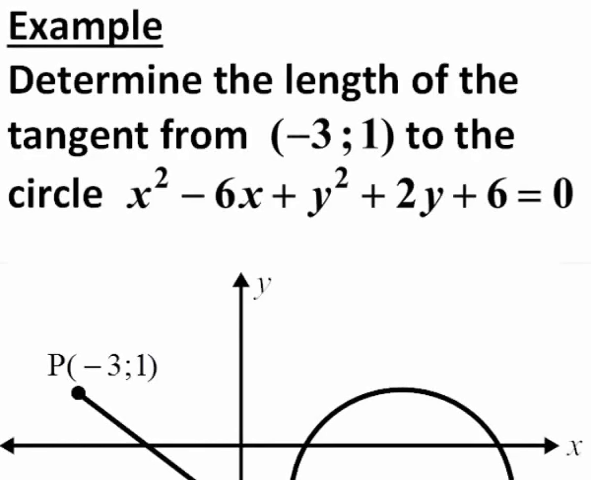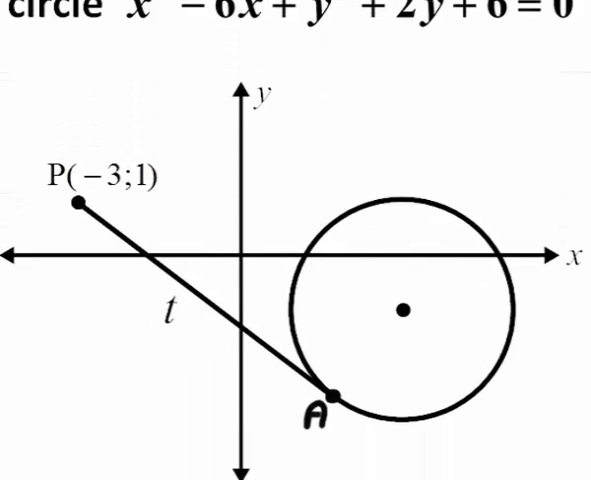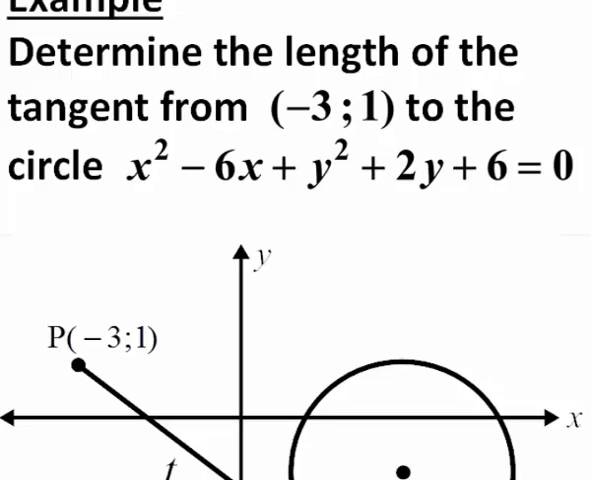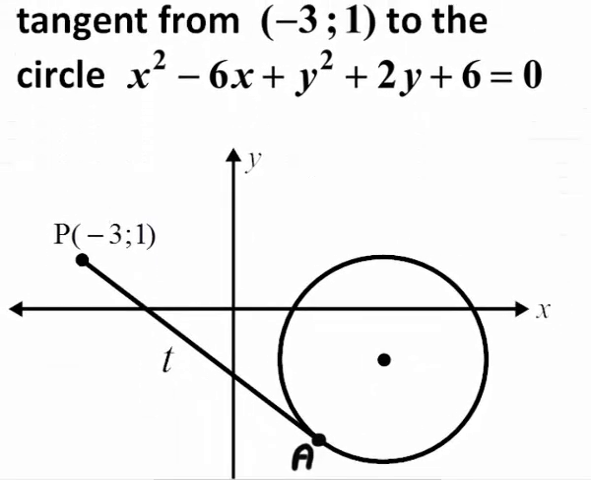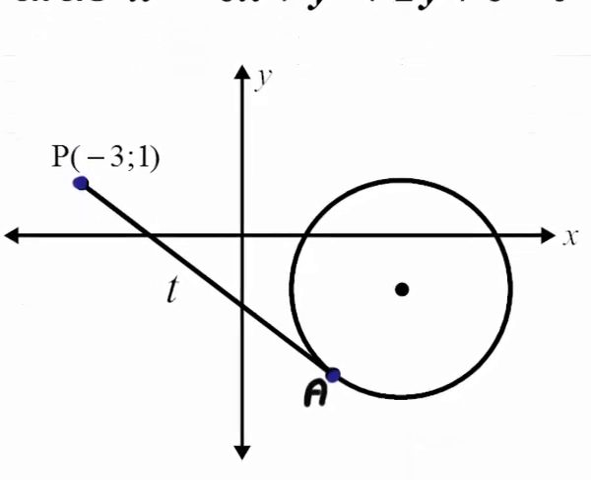Right, Matrix, let's have a look at this example involving the length of tangents from a point outside the circle to a circle. What we've got here is: determine the length of the tangent from (-3, 1), from that point to where it meets the circle, and the circle is given by this equation. We want the length of t, the length of PA.